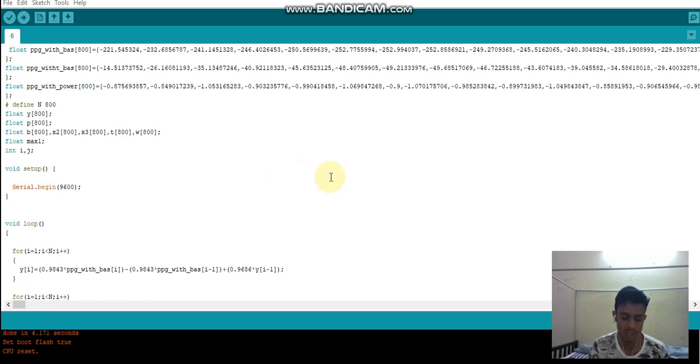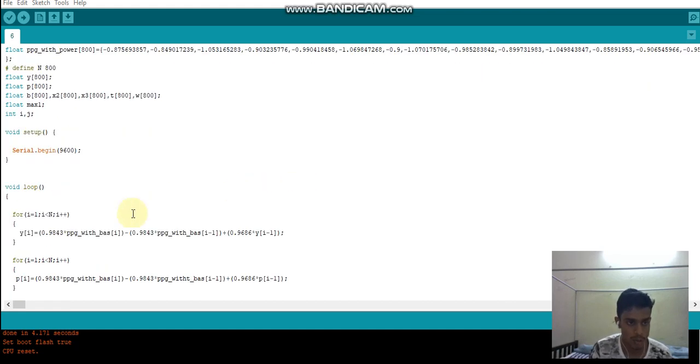After calculating r, we get 0.9686, and the gain is (1 plus r) by 2, which gives us 0.9843. So finally our difference equation will be y of n equals 0.9843 into x of n, minus 0.9843 into x of n minus 1, plus 0.9686 into y of n minus 1.